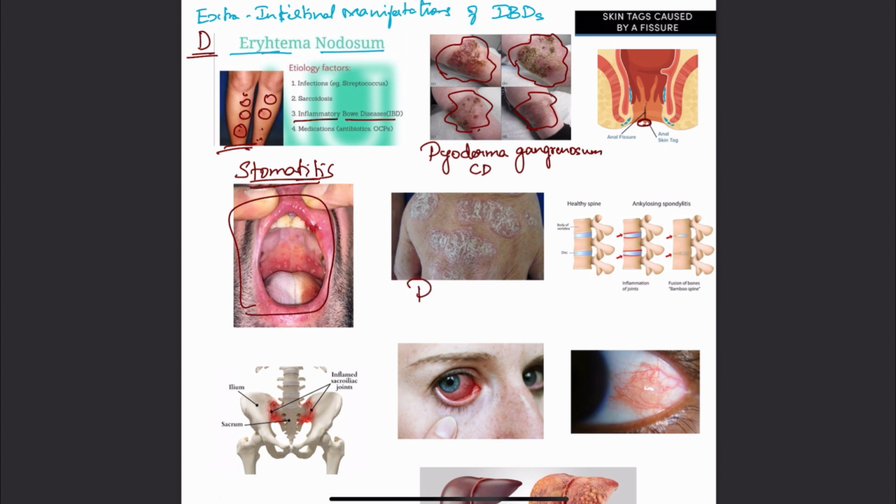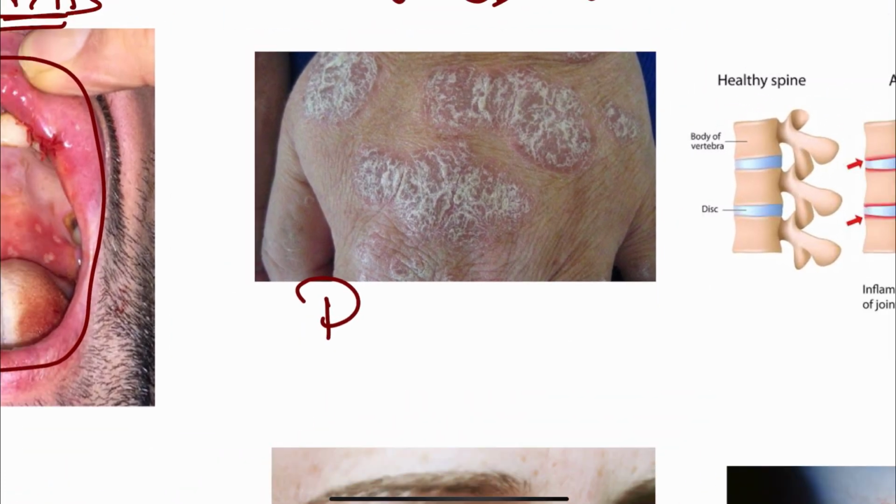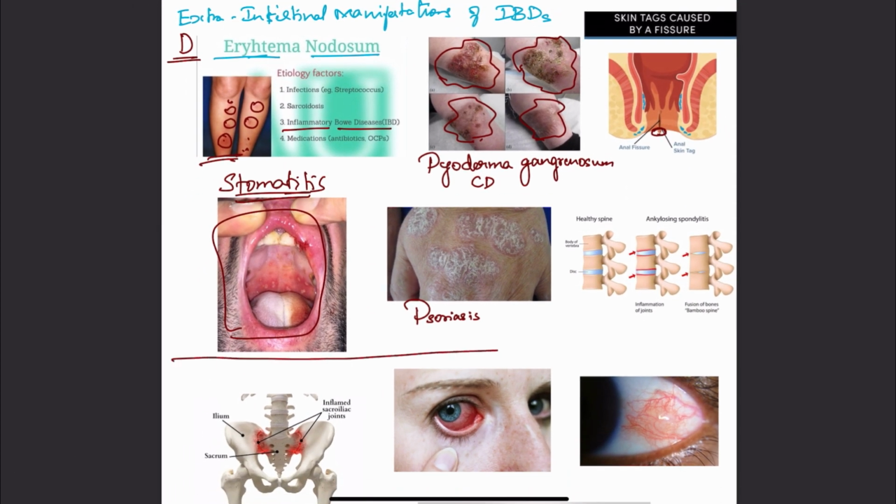One more complication. Can you identify what is this? It starts with the letter P. Yeah, it is psoriasis. This is also one more complication. These are all the dermatological complications of inflammatory bowel diseases, right? So we have erythema nodosum, pyoderma gangrenosum, skin tag, stomatitis, and psoriasis.